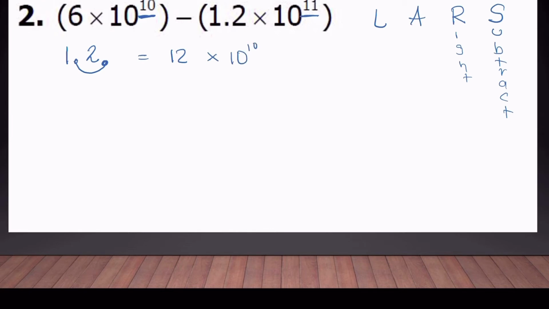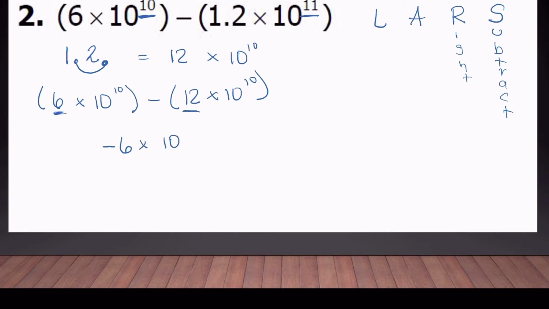So my new problem is 6 times 10 to the power of 10 minus 12 times 10 to the power of 10. So I really end up with 6 minus 12. That's a negative 6 times 10 to the power of 10. And that is okay.